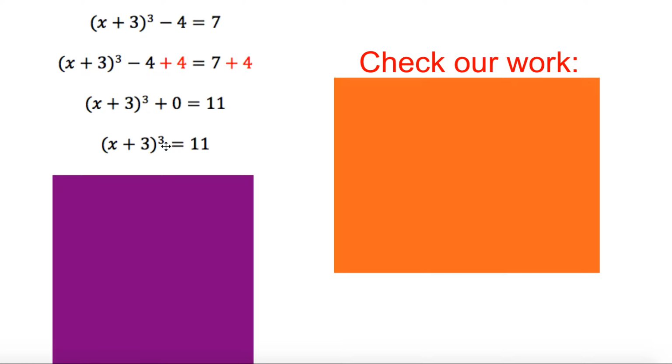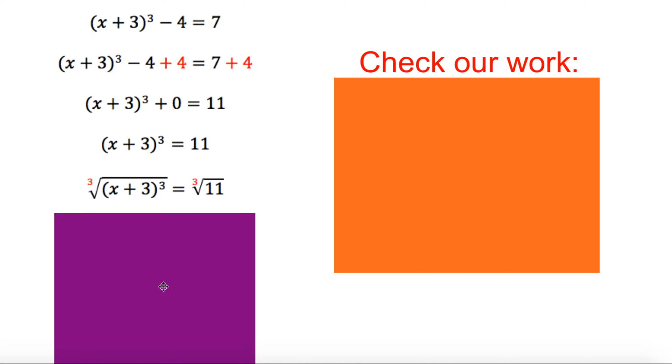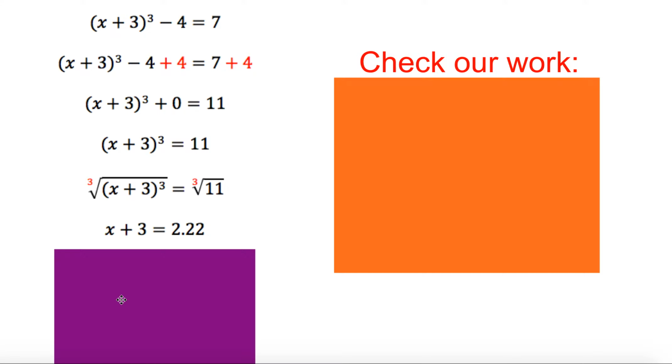Well, now we have to talk about this cubed, and what could undo a cube. What is our inverse of a cubed? The inverse of cubing something would be taking the cube root. So what we're going to do here is take the cube root of this quantity, and because whatever we do to one side we have to do to the other, we're going to take the cube root of 11 as well. We know that these are inverses, so they are going to undo each other, and so we have x plus 3. And then if we use our calculator, we know the cube root of 11 is 2.22.